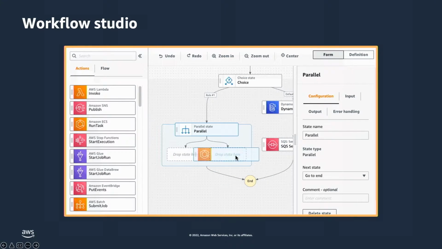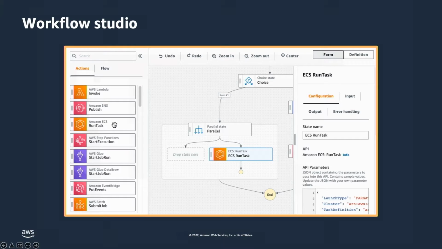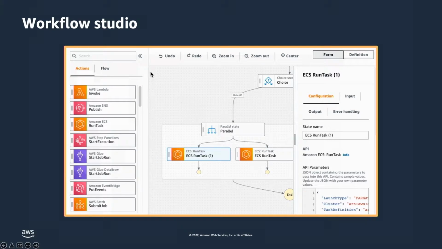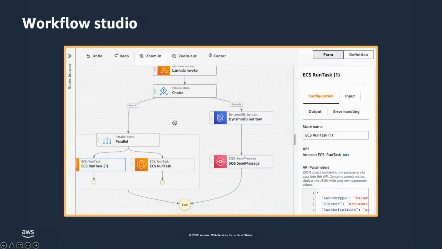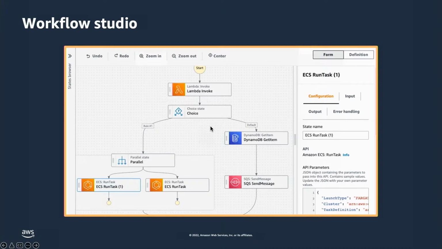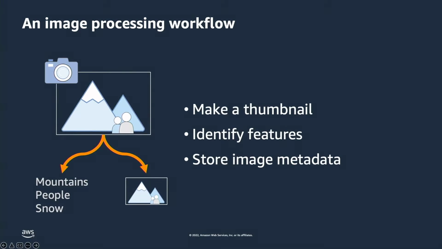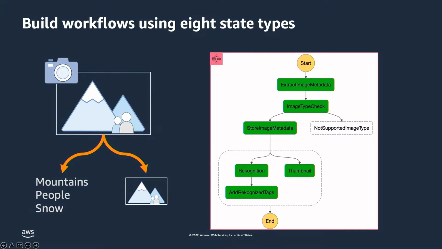So in that sense, this is a cool tool because you can basically build the bare bones and then start adding all the different resources from your AWS infrastructure that you need. So let's go one more step. Now we want to build an example where we want to make a thumbnail. We want to identify some features from an image and store the metadata. So we upload an image to S3, our object storage, and we want to do all those things. How do we do it with Step Functions?